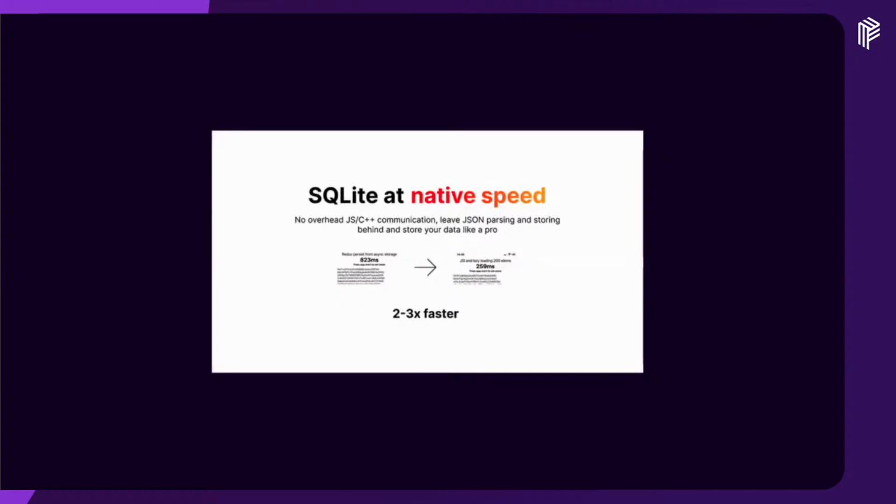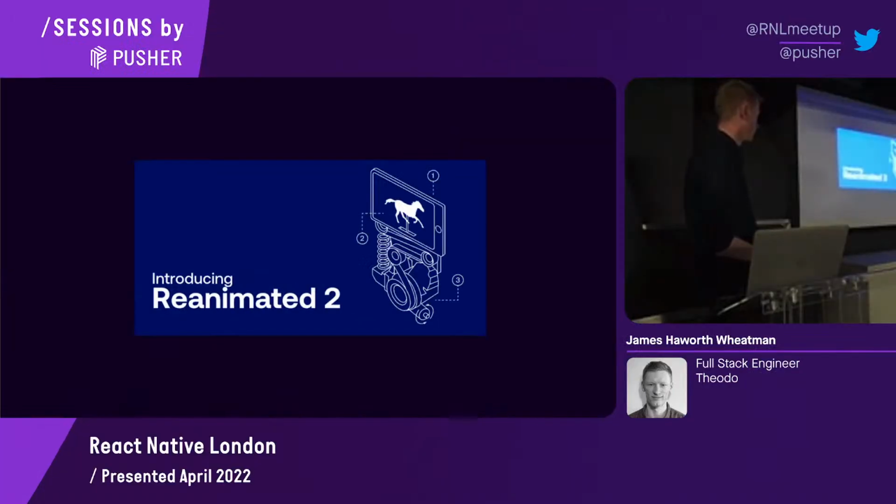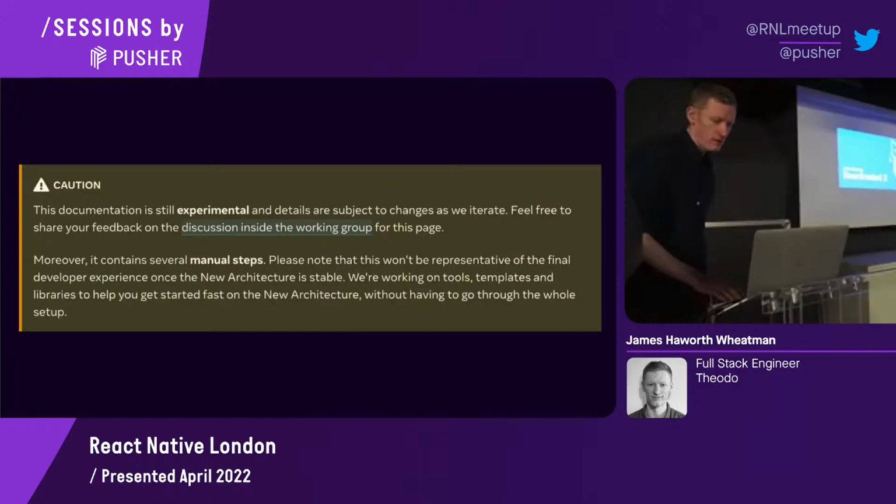There's another library here, SQLite at native speed. They boast 2 to 3 times faster, which is not quite as good as the 30 times faster of the previous library. And then Reanimated as well have essentially rethought their entire library. They've got Reanimated 2, which changes the API completely. So yeah, people are using this.